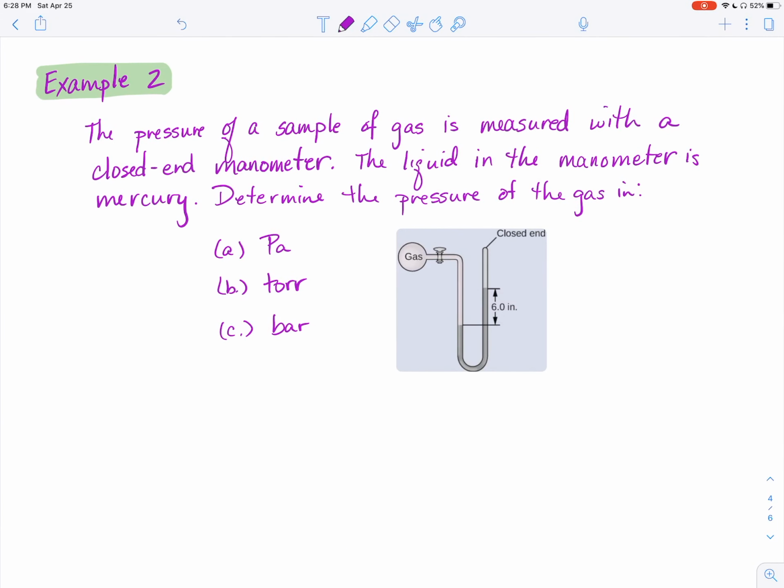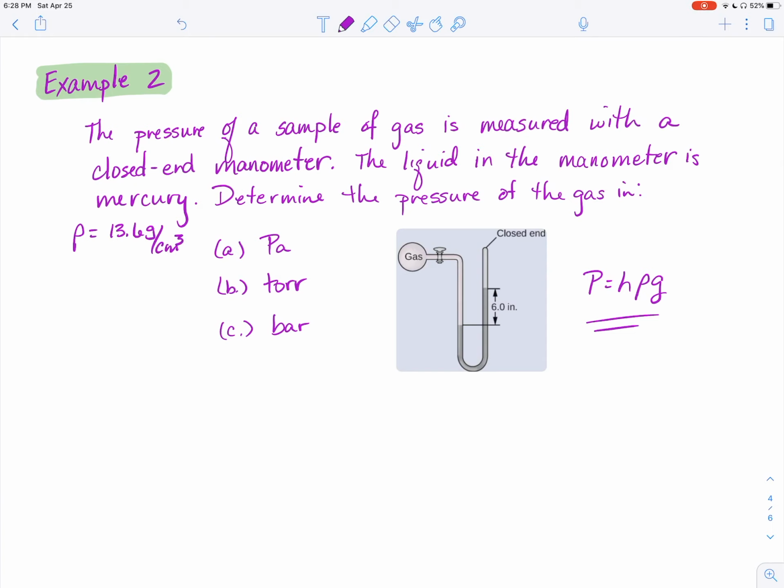This is an example problem where we're using a manometer. So it says the pressure of a sample of gas is measured with a closed-end manometer. So that means the equation we're going to use is this. And the liquid in the manometer is mercury. Okay, great. So that means we know what our density is, which is awesome.